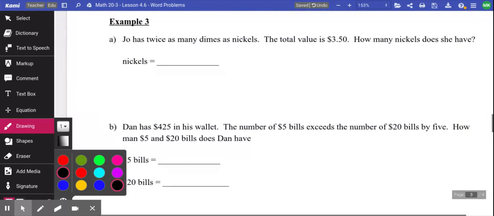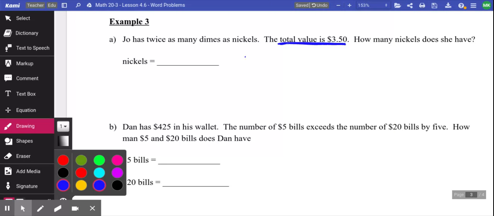Okay, we're going to do some money questions. Again, these money problems are also very hard. Some things we need to realize is that when it comes to money, we have to use decimal places, right? So when they talk about a quarter, that wouldn't be 25. That would be 0.25. So we do have to be a little careful with our decimals when it comes to the money problems. If we read this question, it says, Joe has twice as many dimes as nickels. Okay, the value is $3.50. How many nickels does she have?